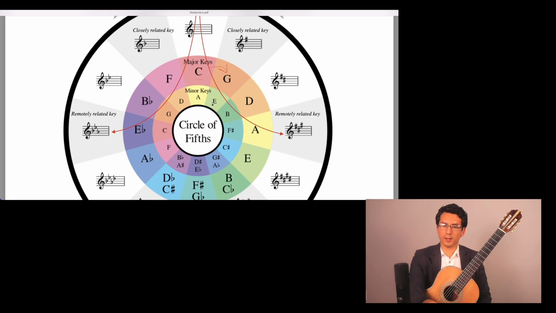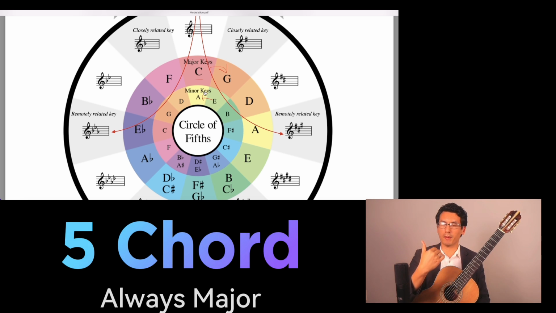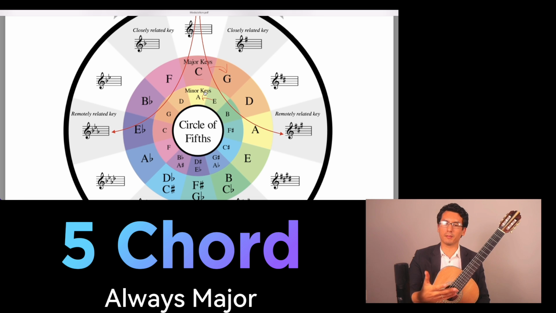So we can also do that with the minor keys. We can go from E major to A minor as well. And just bear in mind that the 5 chord, which we also call the dominant, is usually a major chord as well. So we'll always make it a major chord.